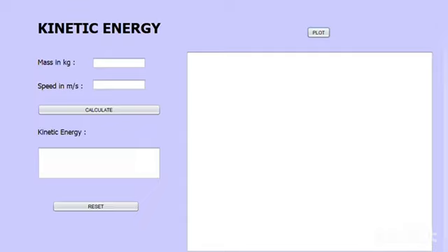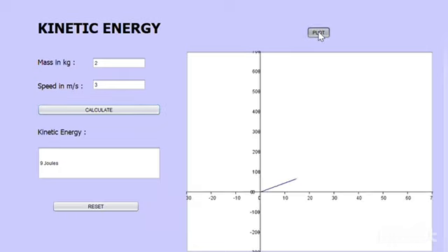If a dart is flying at 3 meters per second and has a mass of 2 kg, what is the kinetic energy of the dart? So here we can put in the mass column, which is 2 kg, and the speed is 3 meters per second, and when we calculate it we get 9 joules. So here we plot the graph and we get a linear graph.